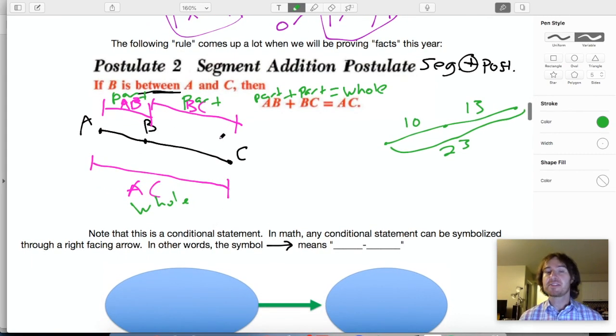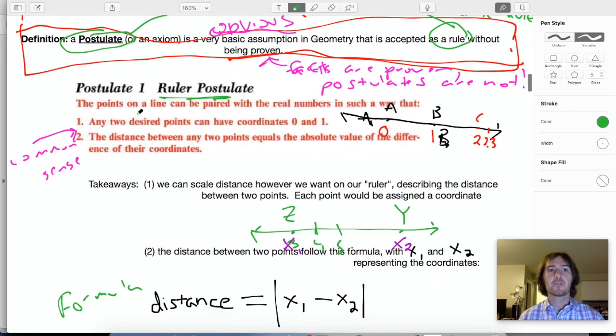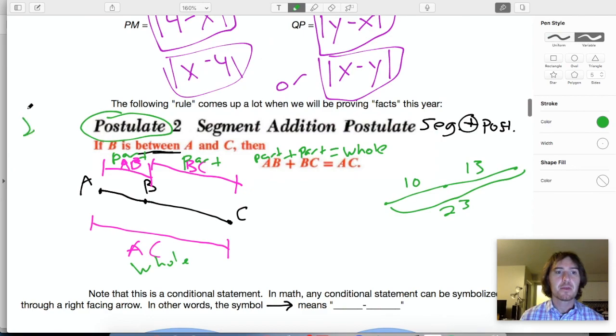I wanted to point this out to you because postulates are almost always written as if-then statements. Not in the very first one, the ruler postulate, but almost always. What's the other word we have for if-then statements? That's right, a conditional statement.